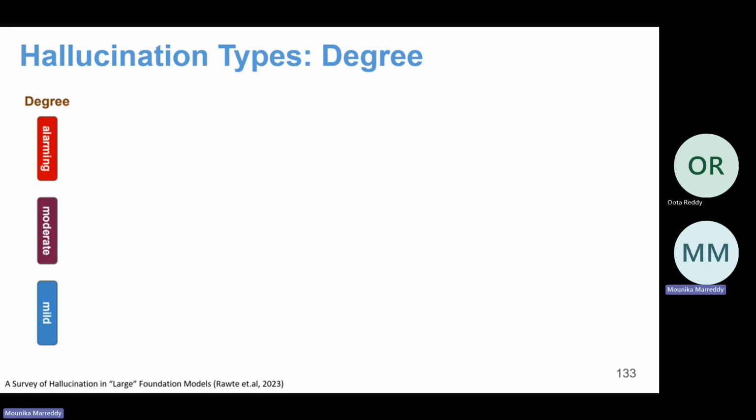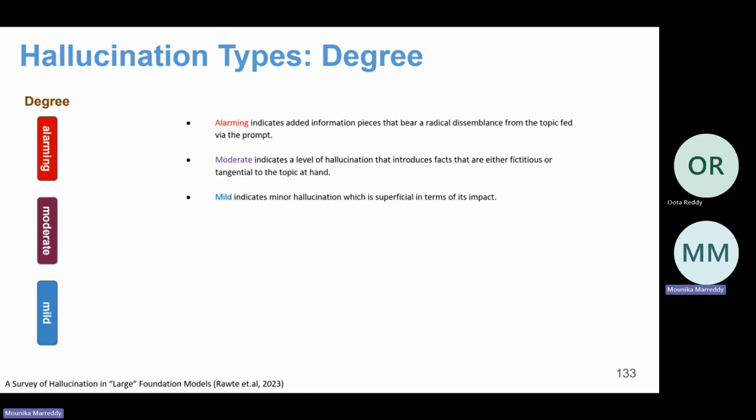Comes the degree. So we have three kinds of degrees annotated as alarming, moderate, and mild. The mild indicates minor hallucination, which is superficial in terms of its impact. The moderate indicates the level of hallucination that introduces facts that are fictitious. And the alarming indicates added information pieces that bear a radical departure from the topic fed via the prompt.